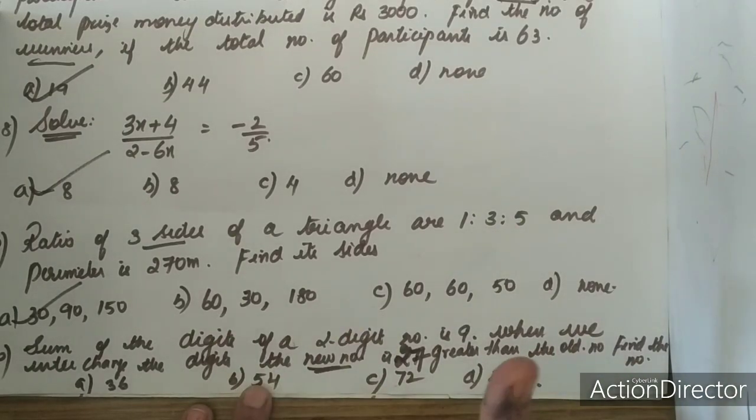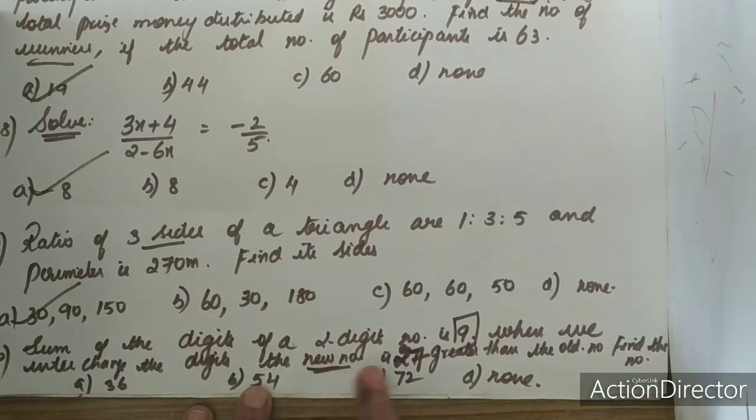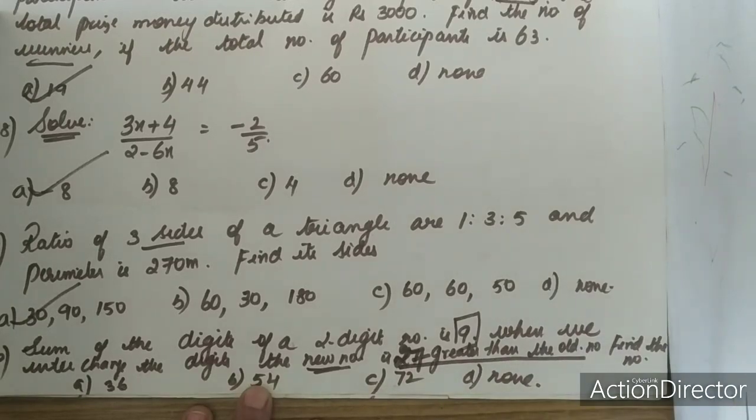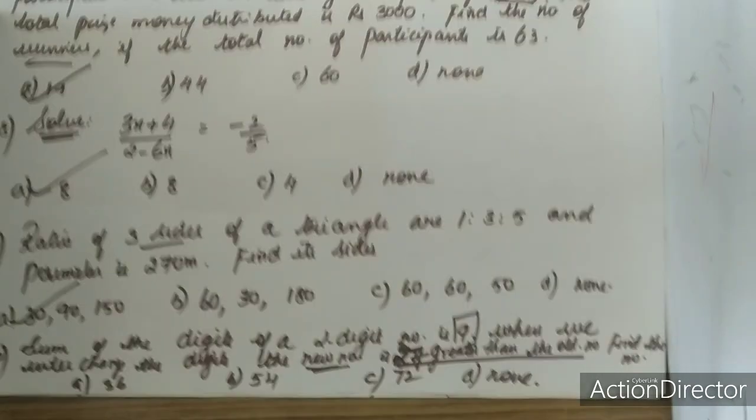There is a 2-digit number. The sum of the digits of the 2-digit number is 9. When we interchange the digits, the new number we are getting is 27 greater than the old number. Underline this condition. So we have to find the number now. So let us do it fast.